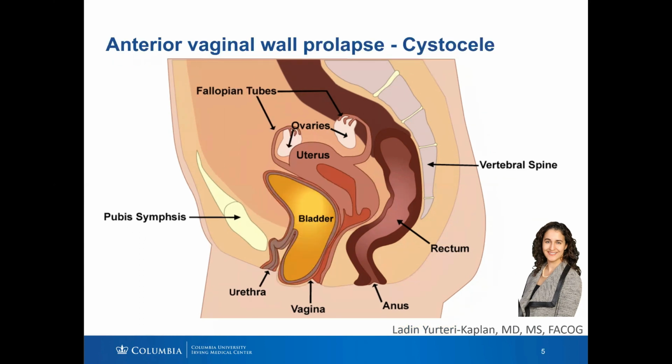Prolapse of the anterior vaginal wall is also known as a cystocele. This is the wall between the bladder and the vagina, and as you can see, the anterior vaginal wall is protruding beyond the vaginal opening here. This can make it difficult to empty urine.